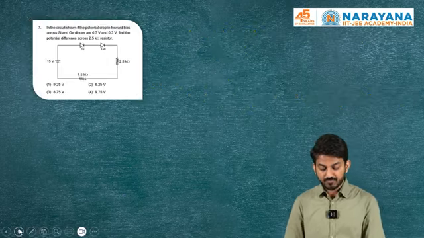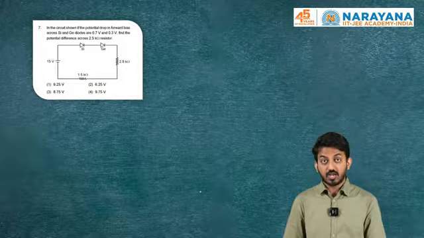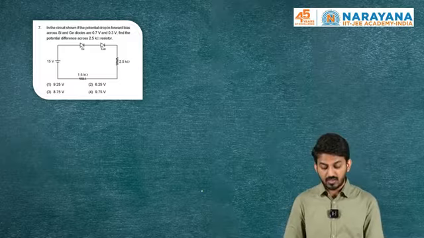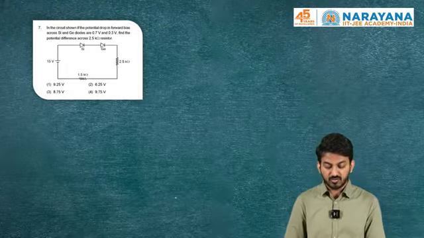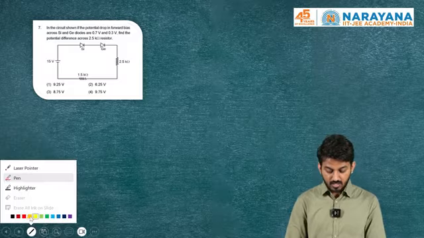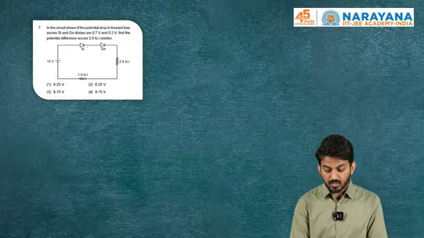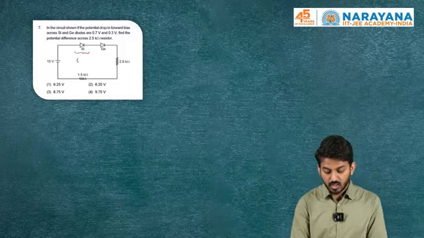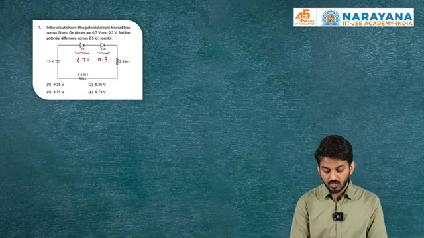Moving forward, we have a question here where we have silicon and germanium diode connected in the forward bias as they have shown, and we are supposed to find out voltage or potential difference across 2.5 kilo ohm resistor. And this question is conceptually similar to the previous one because they have said that voltage across this one is 0.7 volt and voltage across germanium one is 0.3 volt.